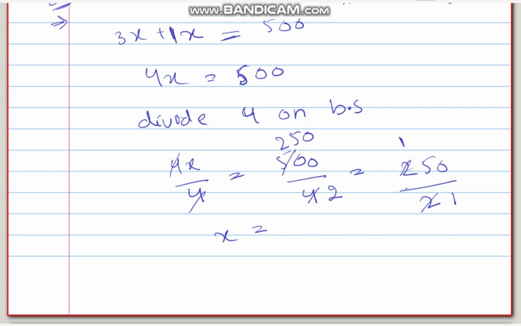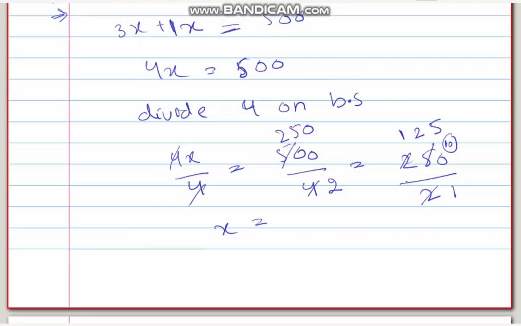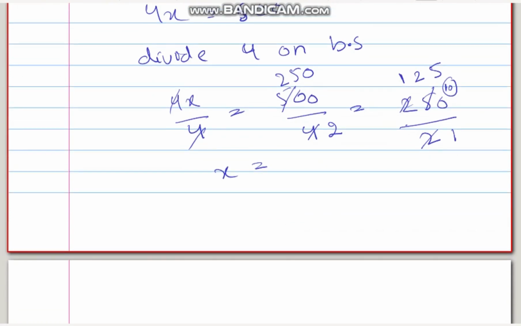2 multiplied by 1 is 2. 2 multiplied by 2 is 4, but 1 is remaining here. 1 will go to this, and now it will become 10. So 2 multiplied by 5 is 10. So what I have is 125. x will be equal to, sorry, x will be equal to 125.